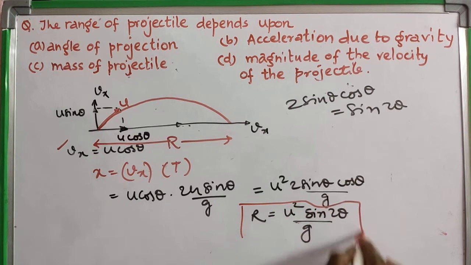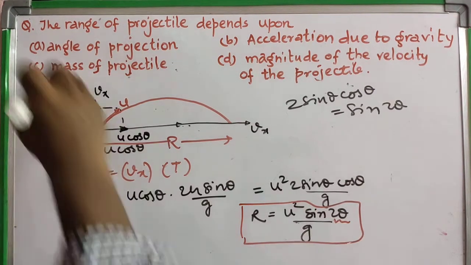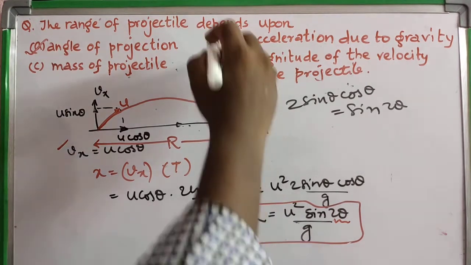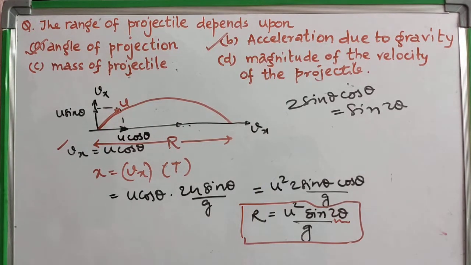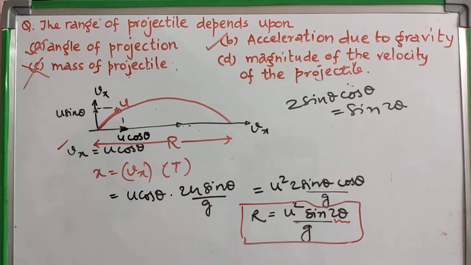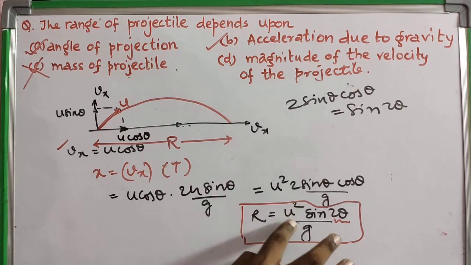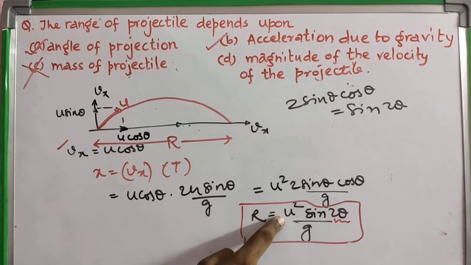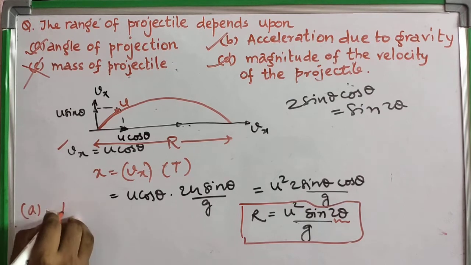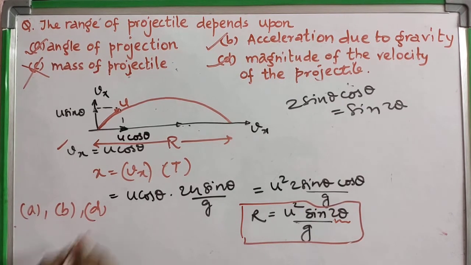what are the factors? Let's answer the question. The first option, angle of projection. Where is the angle of projection? Theta. Yes, the first one is correct. Acceleration due to gravity, g. Yes, the second one is correct. Mass of projectile. Is there any mass component here? No. The third one is wrong. Fourth, the magnitude of velocity. See that? u square. Yes. So the answer is A, B and D.